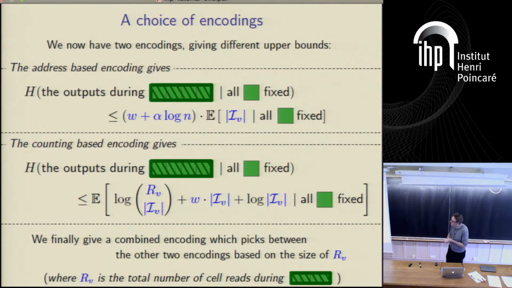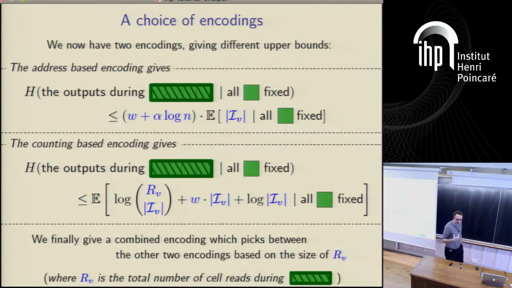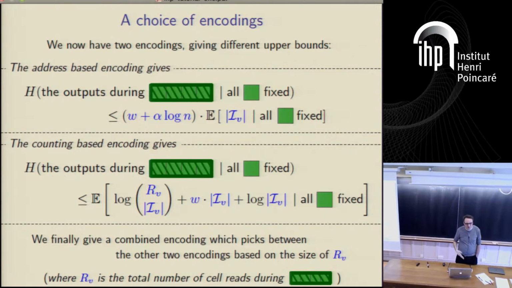Okay, so we have two encodings. We have our address-based encoding, which you remember gives us this lower bound for the information transfer, which is W plus some constant times log n times the expected information transfer on the right-hand side, and the entropy on the left-hand side. And we have our counting-based method, which is going to give us this bound here. So this is just the number of different ways of choosing the cells from all the things that are read, because it's possible that in this region, after an unknown period, you might read lots of things that are not in the information transfer. Right? There's no reason why we only have to read stuff from the information transfer. And if we do read lots and lots of stuff that's not in the information transfer, then this number is going to be big.